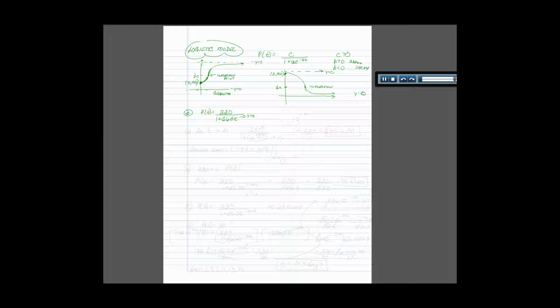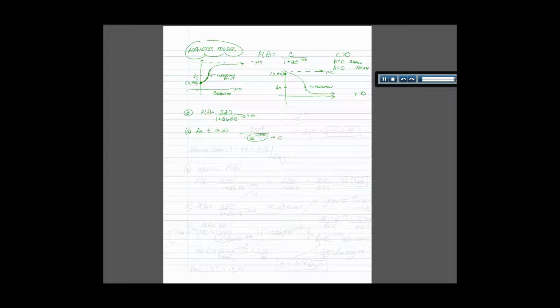It says state the carrying capacity and the growth rate. All right. Carrying capacity means that as time keeps moving on, in other words, as time approaches infinity, as t gets bigger and bigger and bigger, then what would happen in this equation is down here we have e to the negative 0.37t, and as t got bigger and bigger, this approaches 0. It gets close to 0 as time goes on.